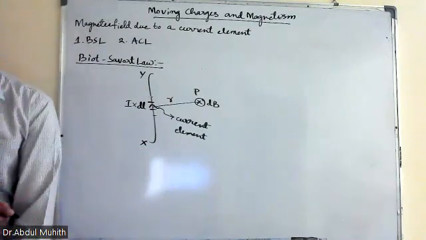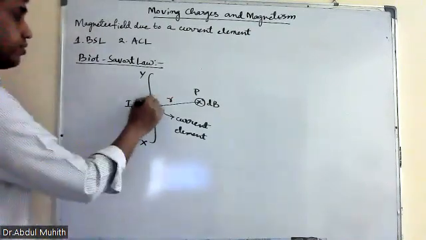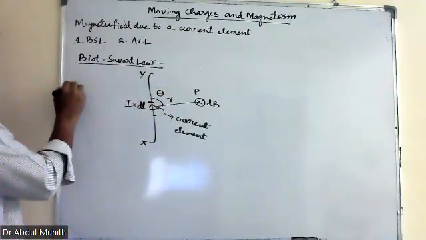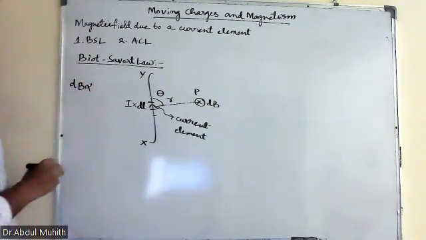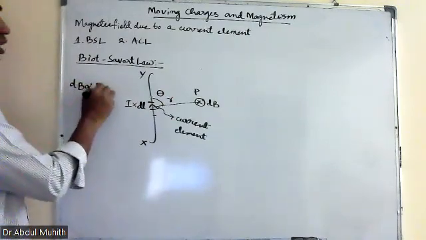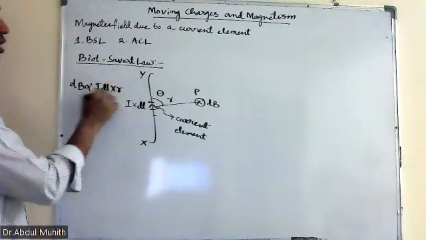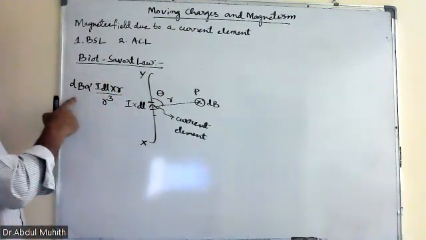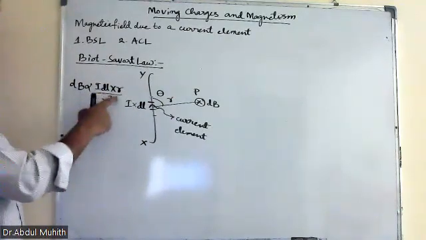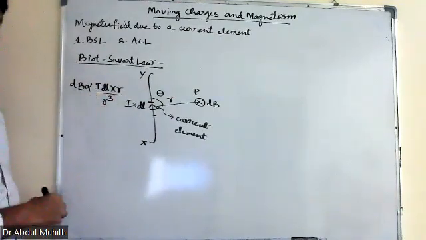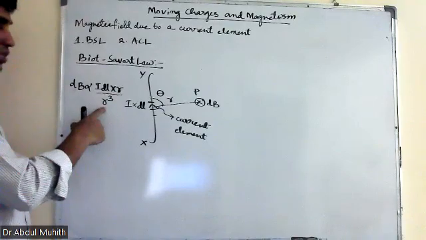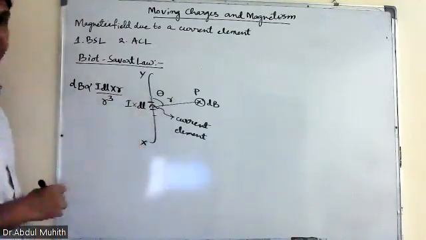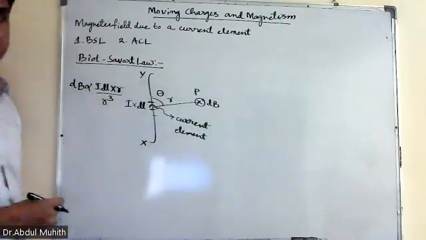And theta is the angle between the current carrying wire and the distance. So the formula is what? dB is proportional to I into DL cross R divided by R cube. So the magnetic field is directly proportional to the current element and inversely proportional to the square of the distance. Means as the distance increases, the magnetic field will decrease. As you go away from the wire, the magnetic strength will decrease.